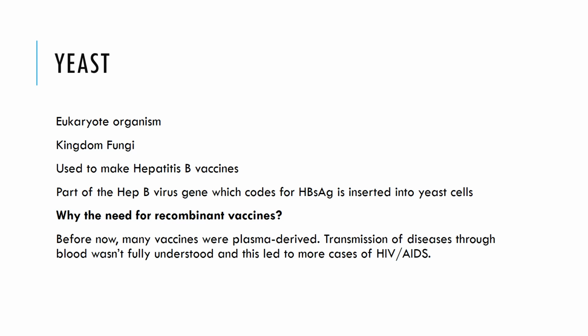So why do we need to make vaccines and treatments using recombinant DNA? Well, before now, many vaccines were plasma-derived. In 1983, HIV, the virus that causes AIDS, was discovered. We now know that this is transmitted through blood. However, before this was known, plasma-derived vaccines were administered, not knowing what blood-borne diseases the donor carried. This resulted in patients developing AIDS. This also happened with haemophilia treatment.